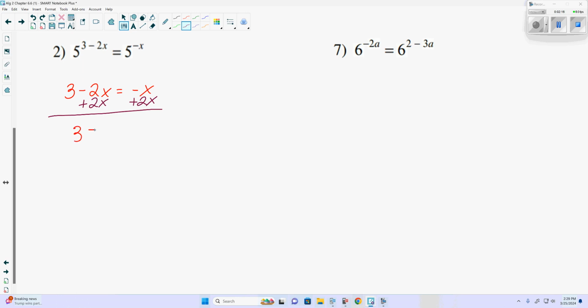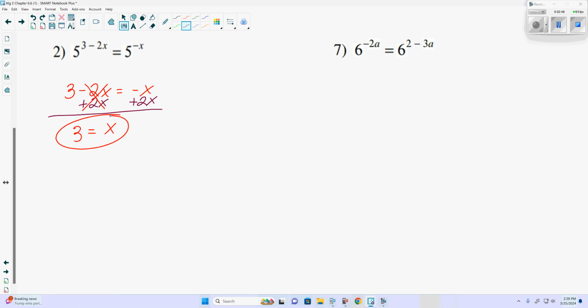Because on the left-hand side, we'd be left with 3, because our negative 2x plus 2x would be 0. Our negative x plus 2x is x, so it's telling us x is equal to 3. Questions on this here? You're good.